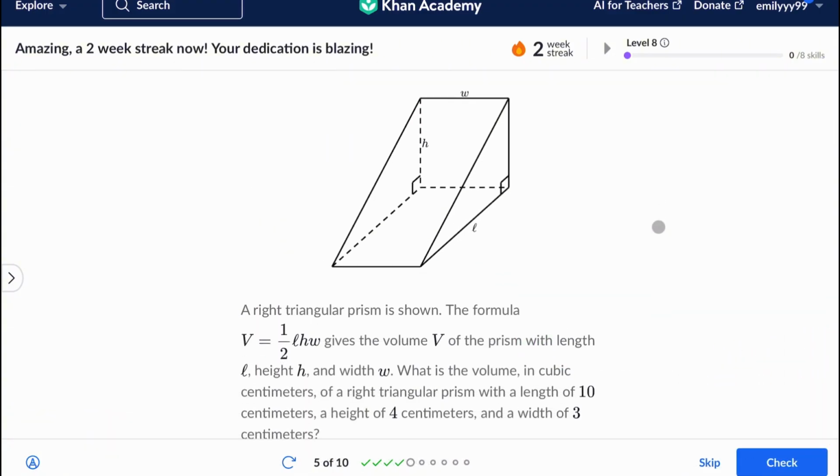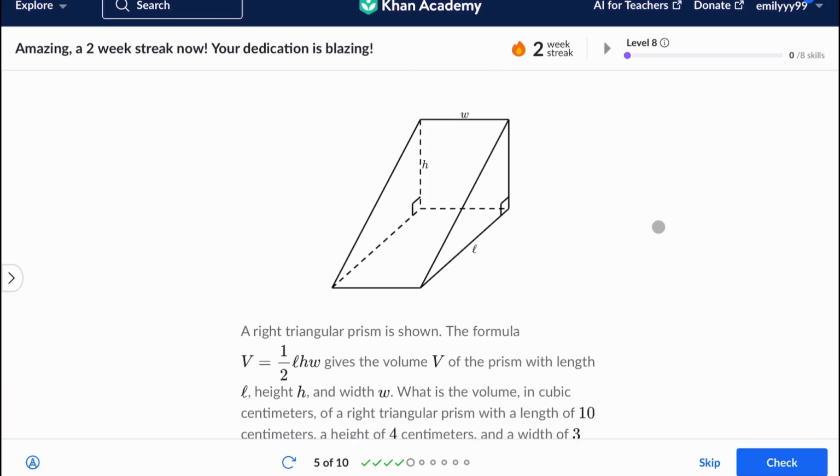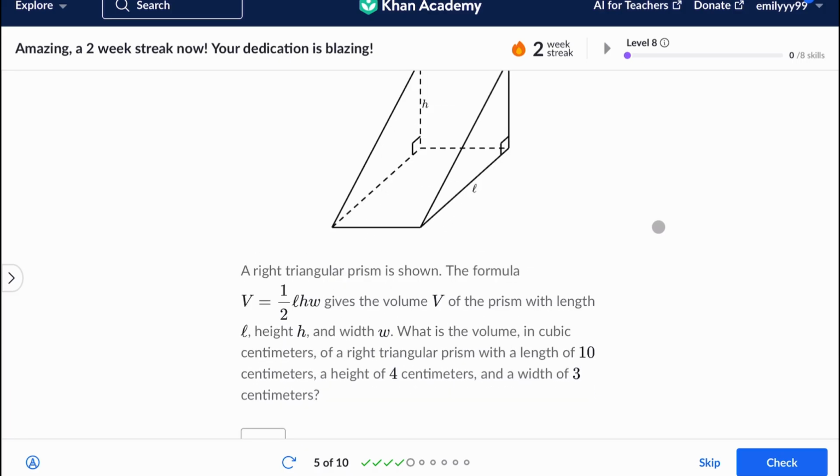We have a 3D shape here. These types of questions aren't really my favorite. A right triangular prism is shown. The formula V is equal to 1/2 times L times H times W gives the volume V of the prism with length L, height H, and width W. What is the volume in cubic centimeters of a right triangular prism with a length of 10 centimeters, a height of 4 centimeters, and a width of 3 centimeters?